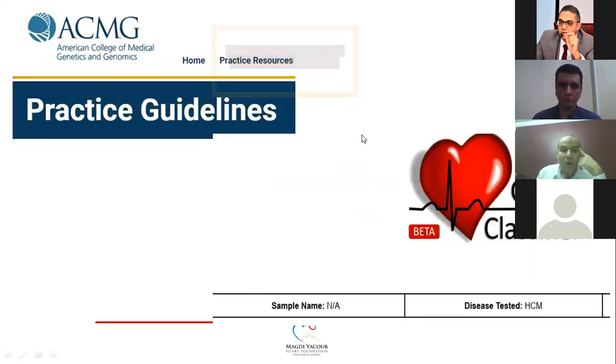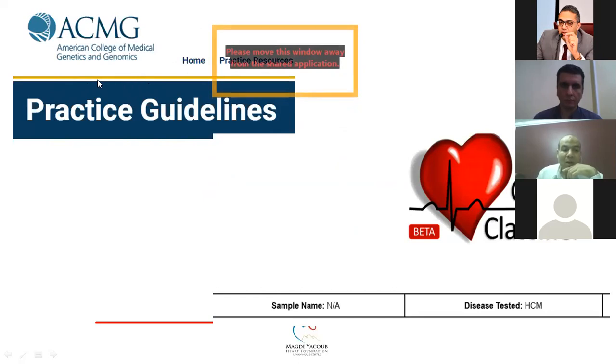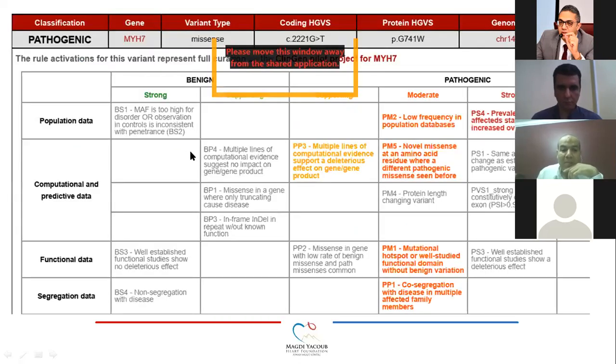And all the genetic tests that are done in HCM were done according to the American College of Medical Genetics and Genomics, and this is an example of how the genetic test report is presented. At the top of the screen, we will find the gene, and the abnormality is a missense mutation, where the guanine is replaced by thymine, and this is the location of the abnormality on chromosome number 14.